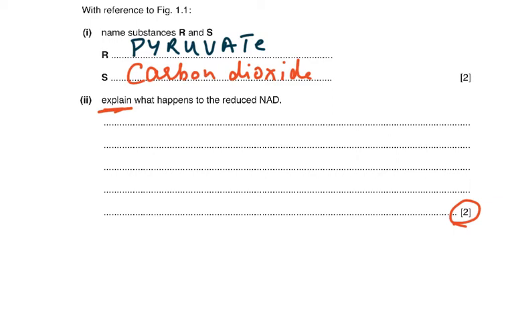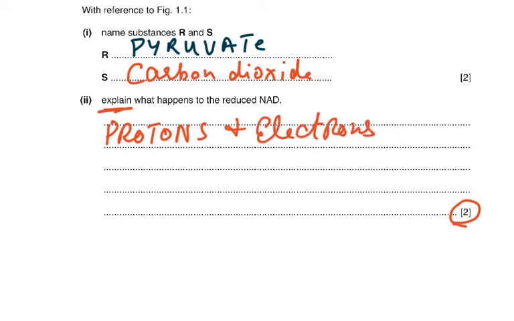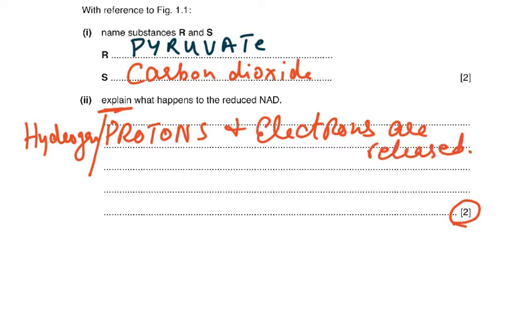So what is going to happen? Protons and electrons are released. It gives up its hydrogen, which breaks up into protons and electrons. Or you can say hydrogen is released or protons and electrons are released. So you could have said hydrogen, it's a slash. You could have said protons and electrons are released. Or you could have said reduced NAD is oxidized. So you could have said that.